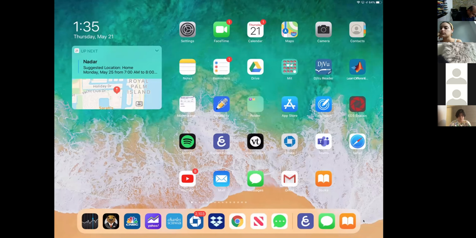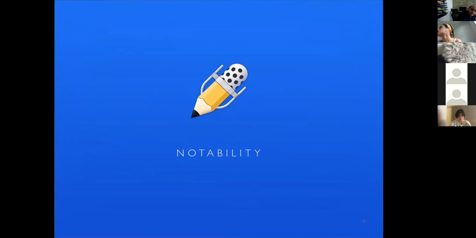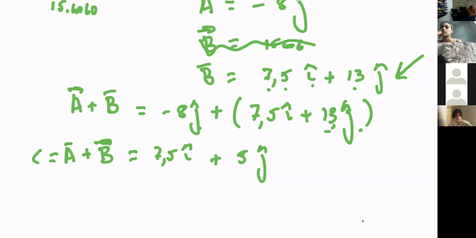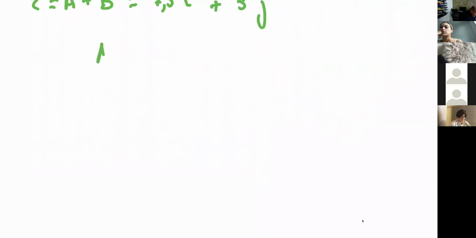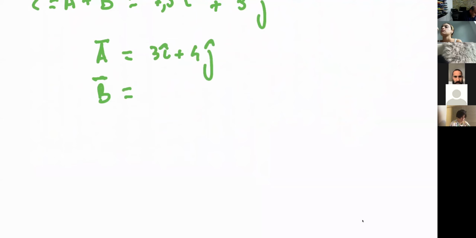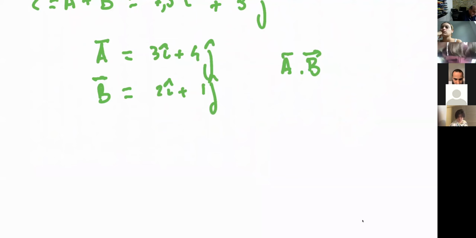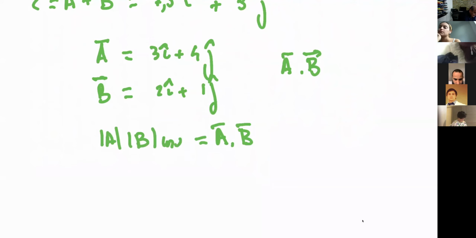What I mean is like this. Let me open here. So if I give you one vector, A, 3i and 4j, and B, 2i plus 1j, and I want to make the dot product A dot B, well, I can do it in two ways. A dot B, on one side, is the magnitude of A times the magnitude of B times the cosine of the angle that A forms with B.